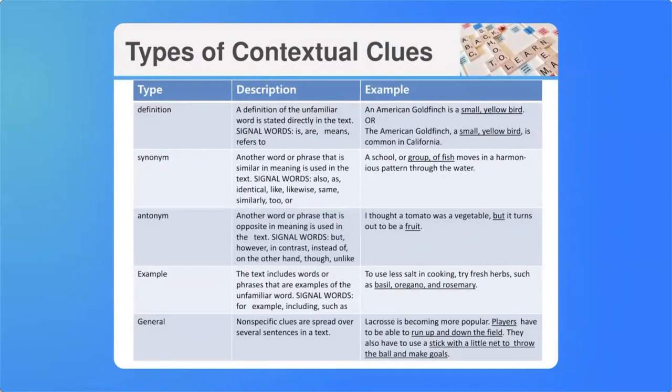The fifth type that we'll be looking at today are general ones. These are non-specific clues that are spread through several sentences in a text. Let's suppose that you came across the term lacrosse. You're going, what is lacrosse? Well, I read the sentences that follow it, and I find that players have to be able to run up and down the field. They also have to use a stick with a little net to throw the ball and make goals. So now I have a visual picture of what lacrosse is.